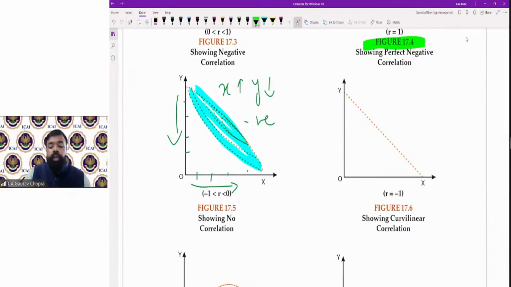17.4. Perfect negative correlation. Now in this you can see that there is a downward movement in this curve and with a straight thin line. So when the pattern is moving in downward direction, it again shows that x is increasing, y is decreasing, but their ratio is same. They are getting changed in the same ratio. X is increasing by 10%, y is decreasing by 10%. So correlation will be perfect negative, that is minus 1. Correlation will be perfect negative minus 1.